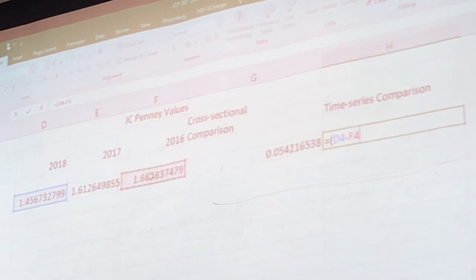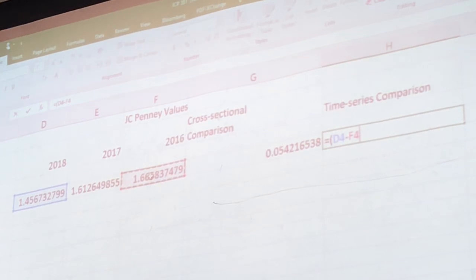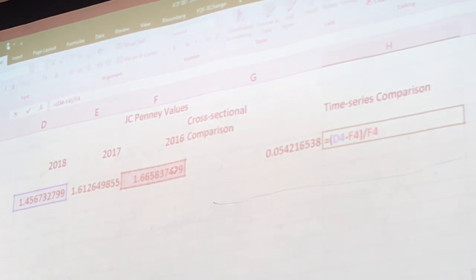So there is no science behind it that you must do it exactly the way your author teaches you or I teach you. No. It depends, whatever makes sense to you. So close parentheses and divided by benchmark. So here is the question I'm trying to answer. Hey, compared to JCPenney's 2016 performance, is JCPenney doing better or worse? Okay? So if this is positive, it means JCPenney is doing better. If it's negative, it means JCPenney is doing worse, and then I use my 10% rule of thumb.